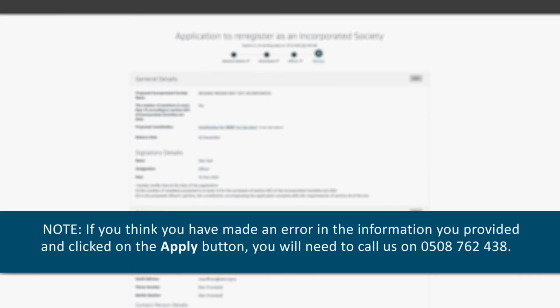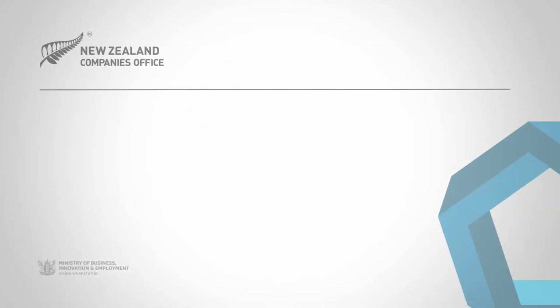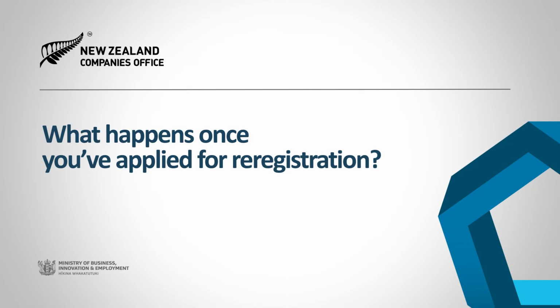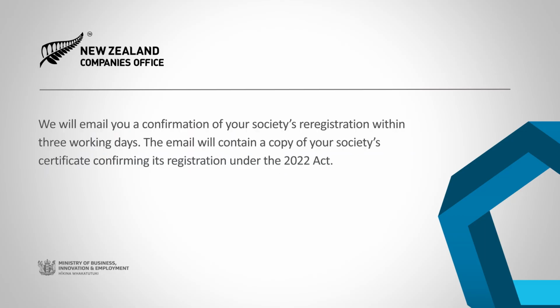If you think you've made an error in the information you've provided and you've clicked on the Apply button, you will need to call us on 0508 762 438. What happens once you've applied for re-registration? We will email you a confirmation of your society's re-registration within 3 working days. The email will contain a copy of your society's certificate confirming its registration under the 2022 Act.